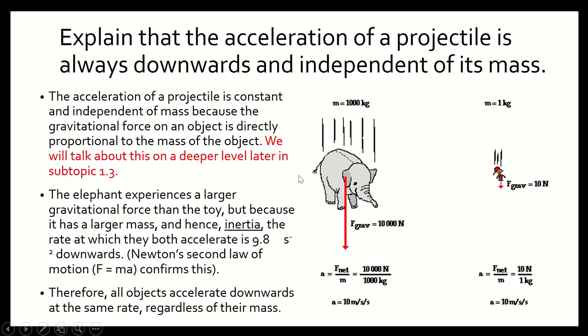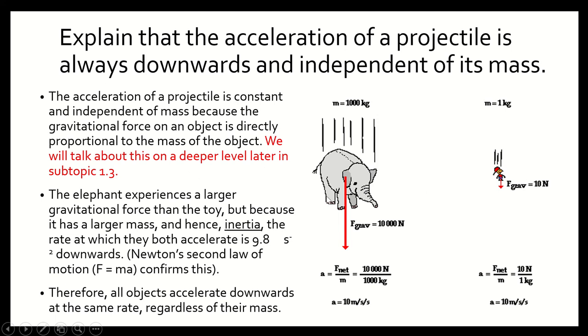Now, as I said, we'll talk about the force due to gravity more later on in the course, but basically any mass inside the Earth's gravitational field is going to have a gravitational force applied to it, and this gravitational force is directly proportional to the mass of an object. So this elephant, huge 10,000 Newton gravitational force, this tiny little 1 kilo toy is only going to have a small 10 Newton gravitational force. So the force acting on different objects of different masses is larger or smaller, okay? And we'll talk about it on a deeper level later.